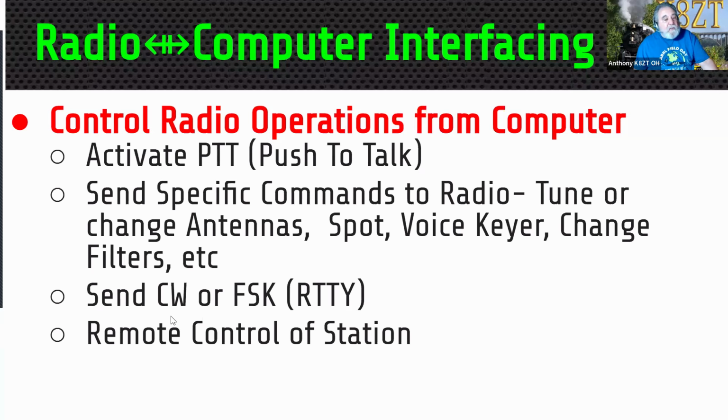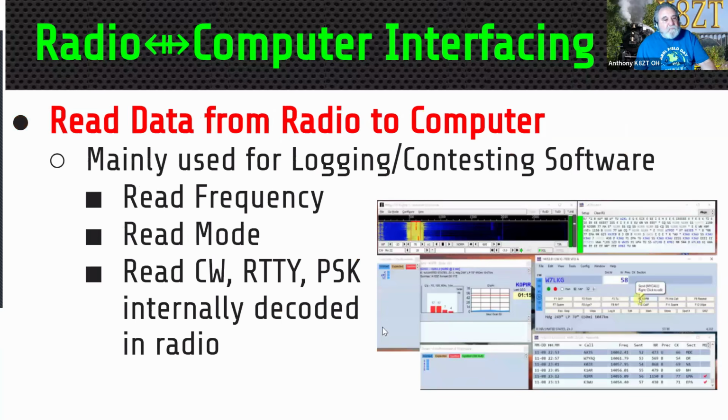Also, to be able to send CW or FSK or RTTY to the radio from your computer, or remote control the station completely. Reading the data from the radio to computer is useful for logging and contesting software. We can read the frequency, the mode. We can also, if the radio can decode it on its own, read the decoded information in the radio to our screen on the computer, and I'll talk a little bit more about that later also.